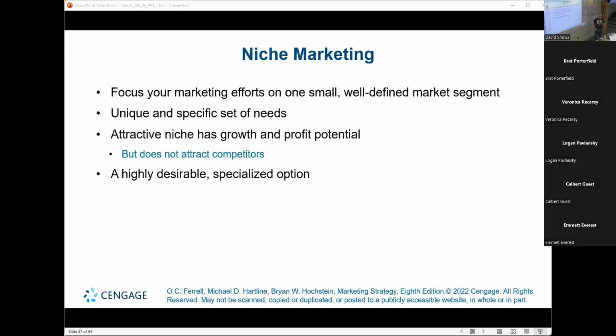My girls got really big into roller skating, and they still do. But we had to go to Wilkesboro or Winston-Salem to really be able to shop for roller skates. But that was an awesome place. It doesn't attract competitors. It requires a unique set of understanding and skills, but it was highly desirable.